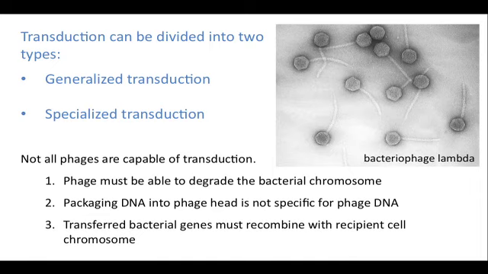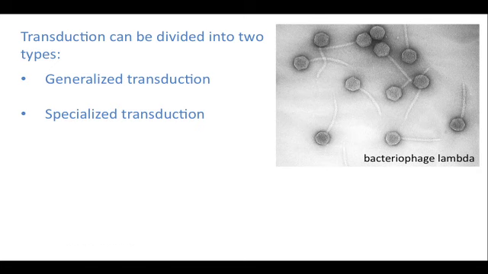It is also important that the transferred bacterial gene matches some area of DNA in the host cell chromosome so that it can recombine with the host cell chromosome in the recipient cell. If there are no areas of similarity, no homology, no matching between the DNA sequence that the phage has injected into the new cell and the existing host cell chromosome, then there will be no recombination events and no transduction will occur. That piece of DNA that got injected in will just be destroyed.